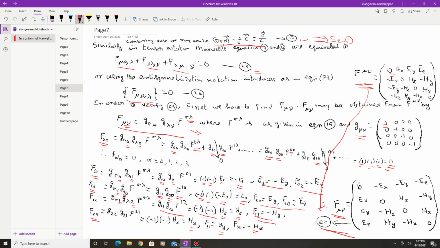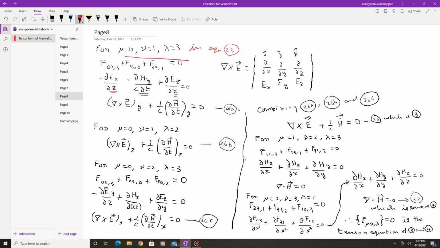So 25. So using equation 20, the matrix 25, you can get this expression, and you combine these two, you will get this is the y component of curl E, and the rest of the vector is 1 by c dH by dt. So this is the y component.